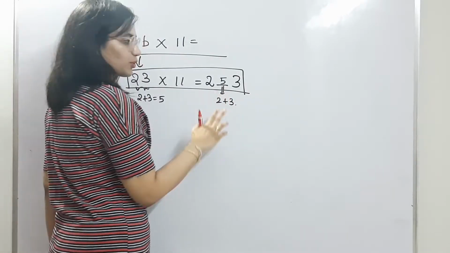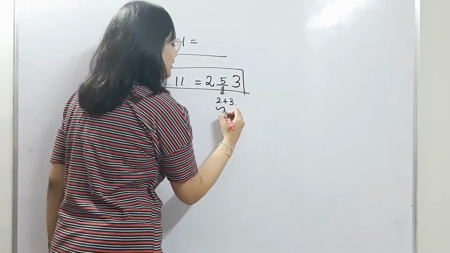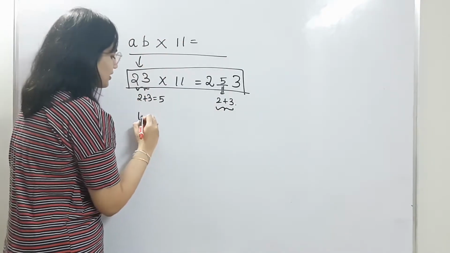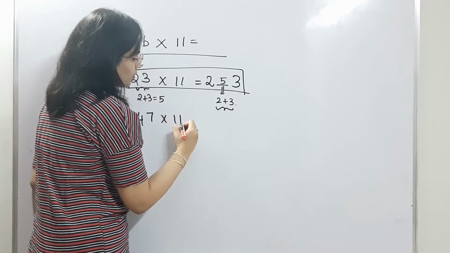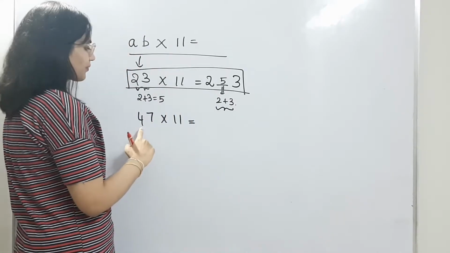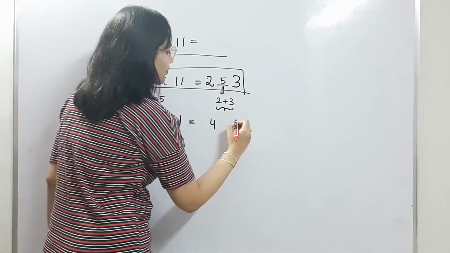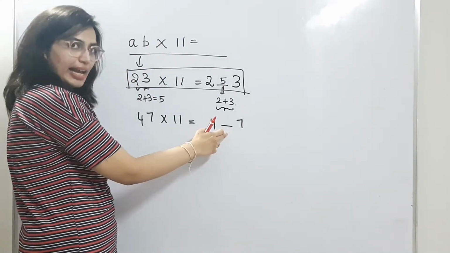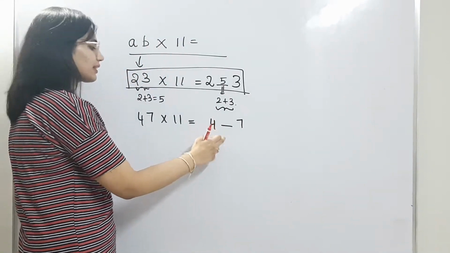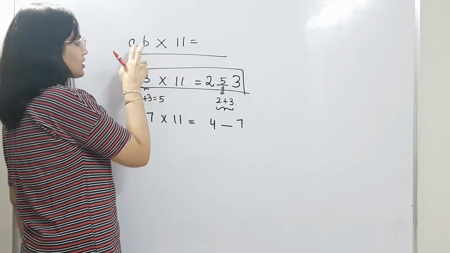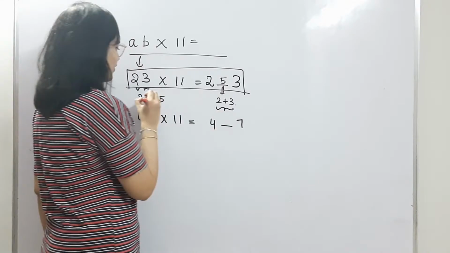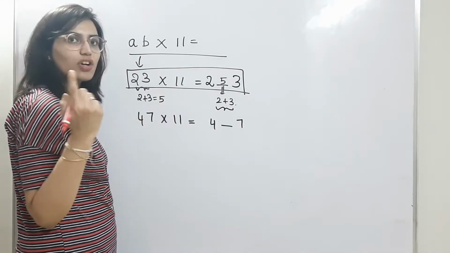And how did you get 253? You will add 2 and 3, any two-digit number, whatever is there in this form. For example, 47 into 11. Separate 4 and 7 with one gap. And this gap is nothing but the addition of these numbers. In this case, we got 2 and 3 as simple and we got a one digit number.